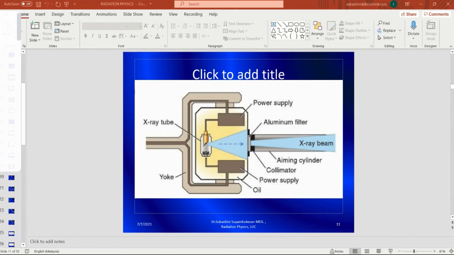Anode, cathode. Okay, right. So this is heated to incandescence. You have electron clouds. This is positive charge. Electrons are negatively charged. They are attracted to the positively charged anode. So what happens? They move at a faster speed and hit the anode. Okay. So when the particle is moving, it has kinetic energy. So when it hits the anode, what happens? The kinetic energy of the electron is converted into X-ray photons plus heat. Okay, clear? This is how X-rays are produced.